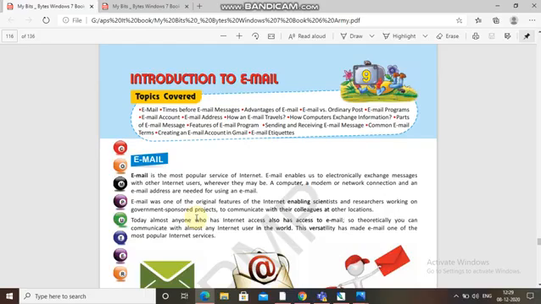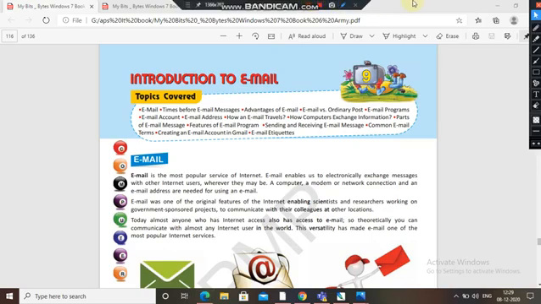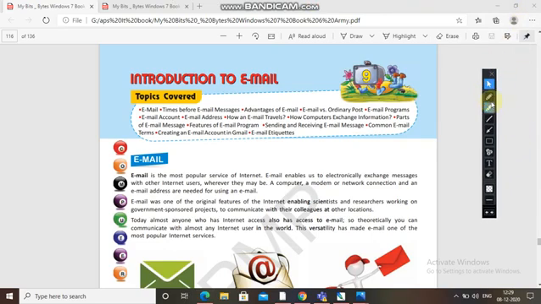But how does it work? What you will say is that email enables us to electronically exchange messages with other internet users wherever they may be. This is your answer: email enables us to electronically exchange our messages with other internet users wherever they may be, whether they are in a restaurant, traveling, or in some other country.